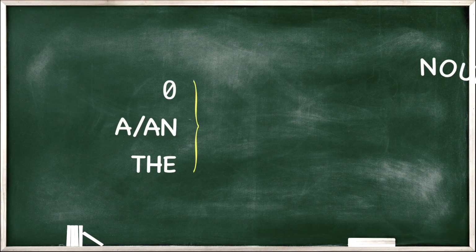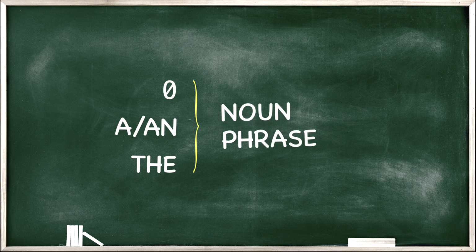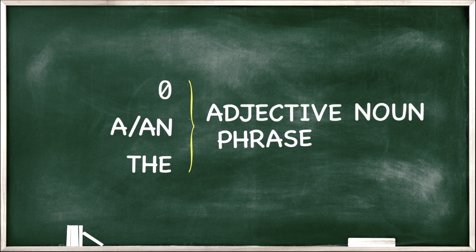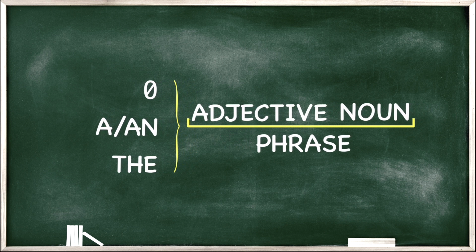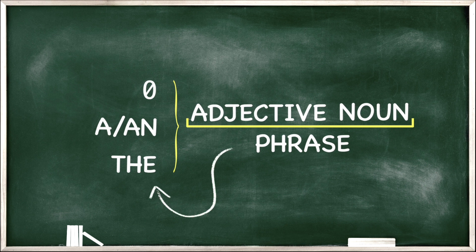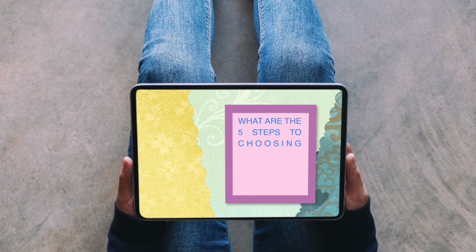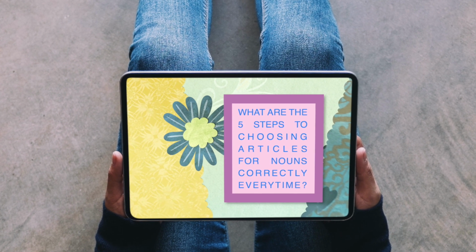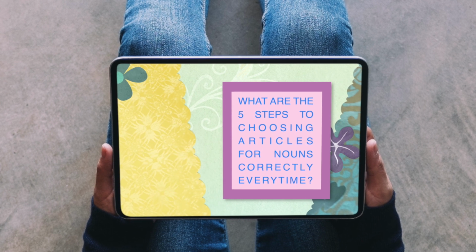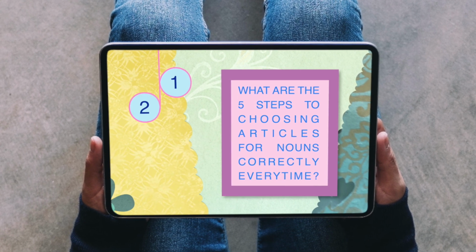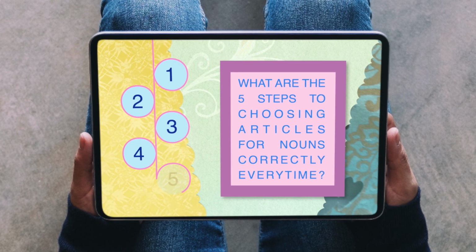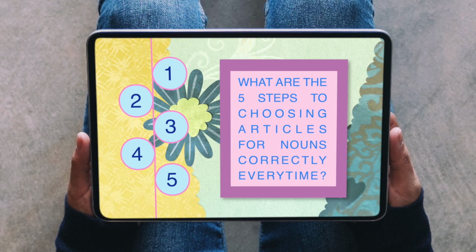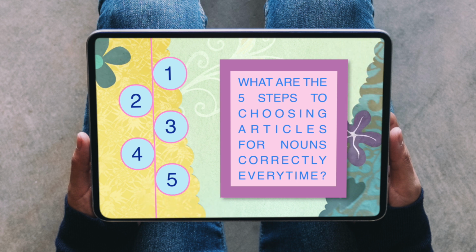Articles come before nouns and phrases that are performing the function of a noun. A noun that is being described by one or more adjectives in front of it forms a noun phrase, and its article or other determiners go in front of the whole phrase. So, to help you develop your own practical abilities to use articles correctly every time, let's start by working through 5 simple steps to article choice when using a noun in general to refer to a particular thing or number of things.